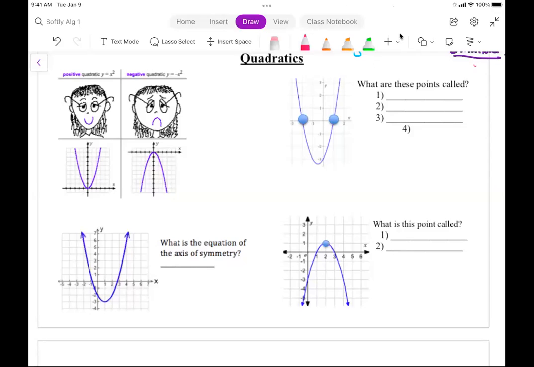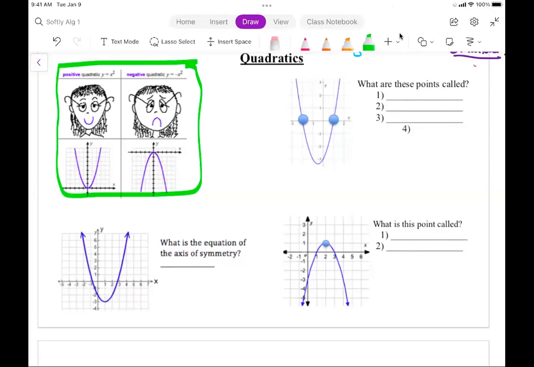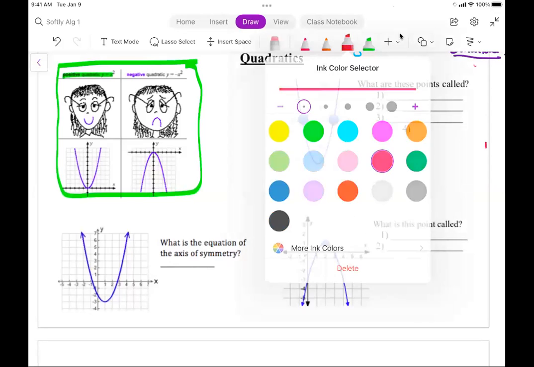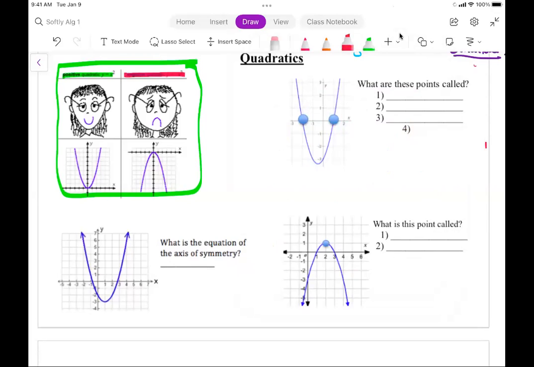All right, so what we're gonna hit now is quadratics. I want you to focus on our cute little picture here. That's referring to positive quadratics as well as negative. So this one on this side is a positive quadratic. On this side right here, we've got the negative quadratic.